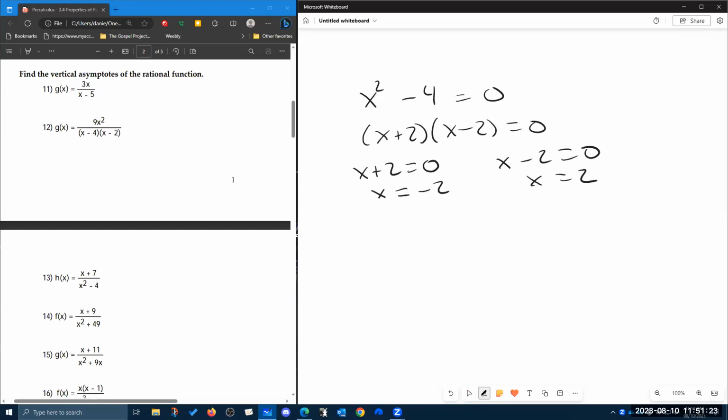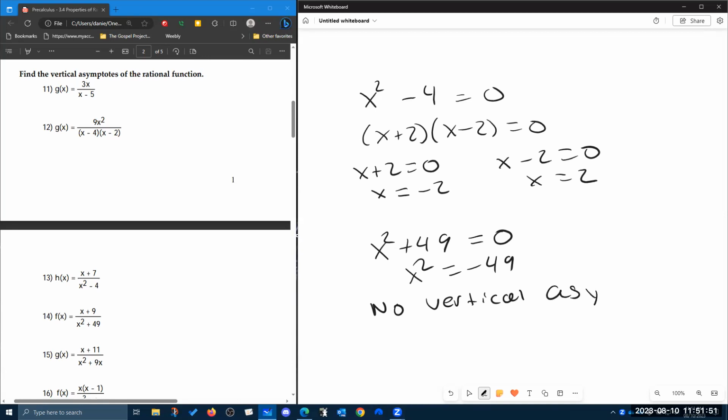That was number 13. Now, number 14, we had one like this in our last video, when we have a sum of squares in the denominator that's not going to factor. So we try and set it equal to 0. We're not going to get an answer for that, right? No way I can square a number and get a negative. So in this case, there are no vertical asymptotes. If the denominator can never be 0, there's not going to be a vertical asymptote.